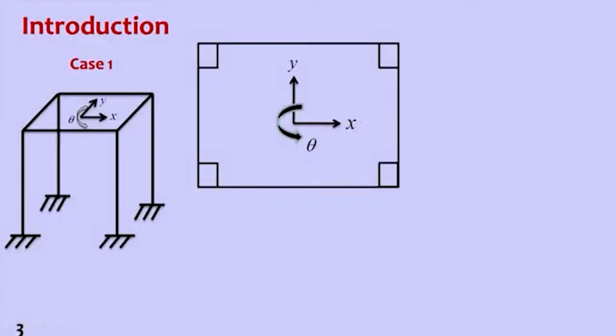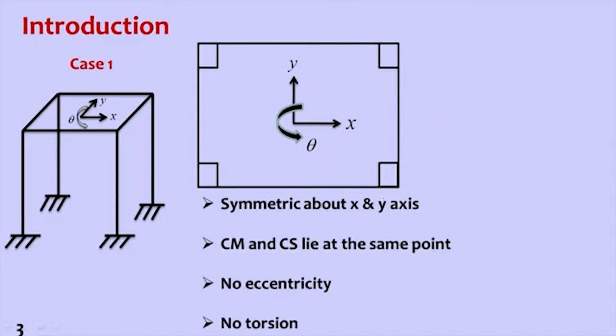Now let us look at this slab. If I give unit displacement along x direction, it will translate in x direction. It is symmetric about the x axis and also about the y axis. Center of mass and center of stiffness lie at the same point. We will discuss how to calculate the center of mass and center of stiffness. If they lie at the same point, there is no eccentricity, and when there is no eccentricity, there is no torsion in the building. So we can develop the equation of motion for this one in a very easy manner.